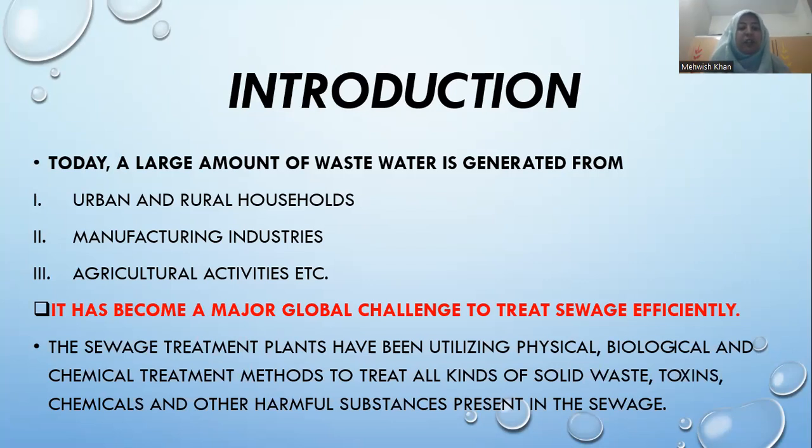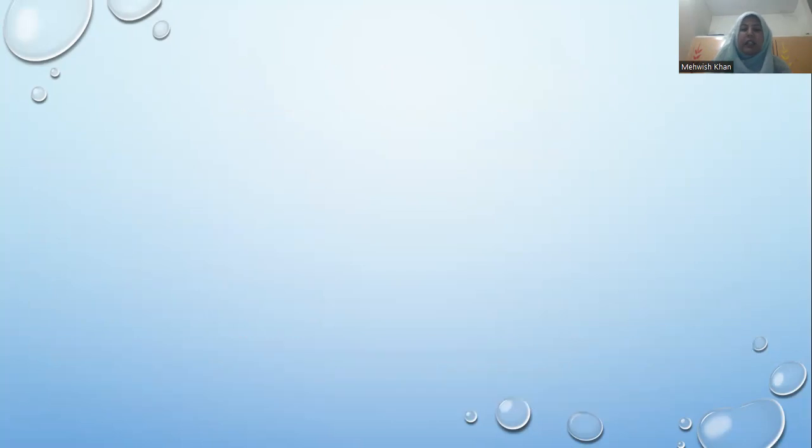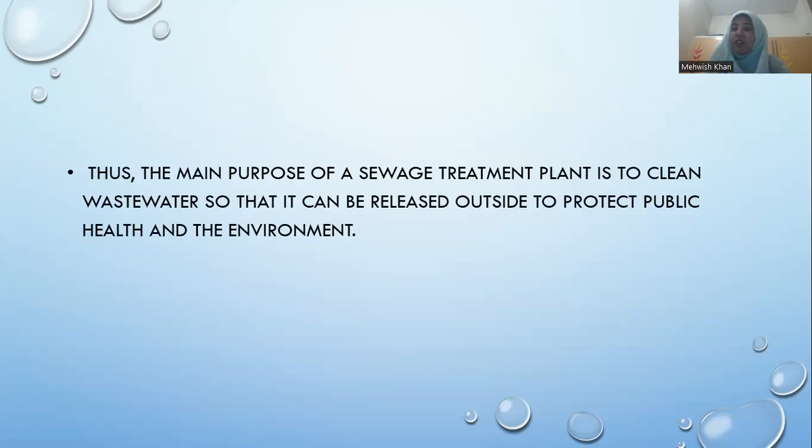Okay, the sewage treatment plants utilize a physical way, a biological way, which is the use of microorganisms, and the chemical treatment, which is the use of chemicals, to treat all kinds of solid waste. Before releasing it into the environment, it is first treated in three different ways, physical, biological, and chemical, to make it less toxic to the environment. Thus, the main purpose of the sewage treatment plant is to clean the wastewater.